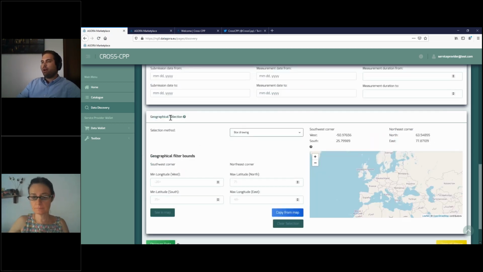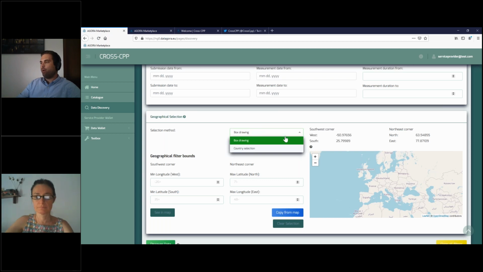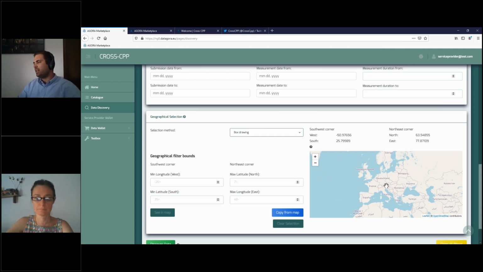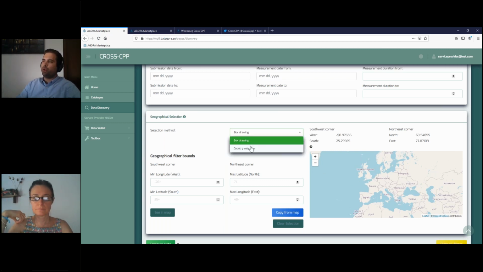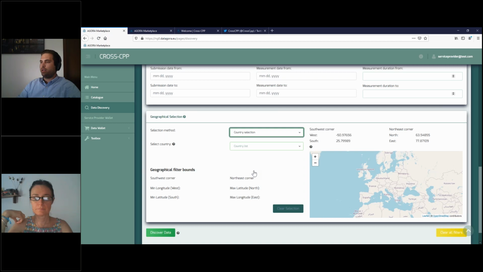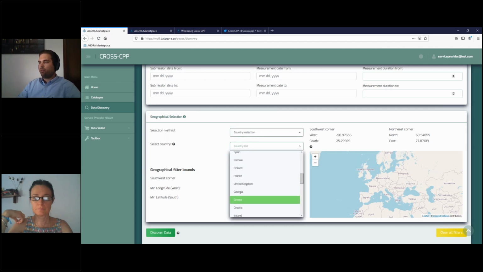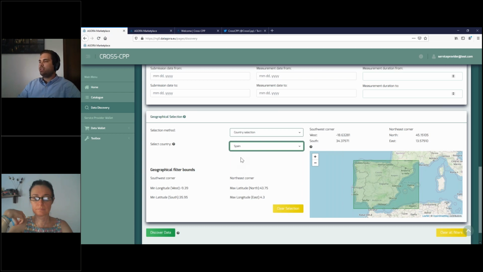Then we also have a geographical filter. You can draw your own box, and you can select the country or the region that you are interested in to get information from. For example, I'm interested in getting information from Spain or whatever. So it immediately shows you which is the country that you are selecting.